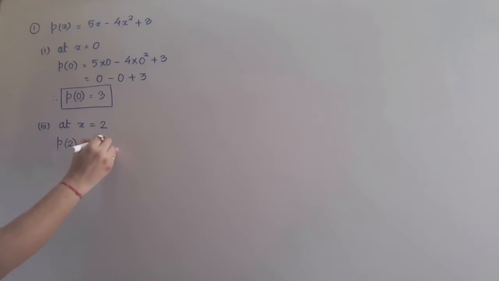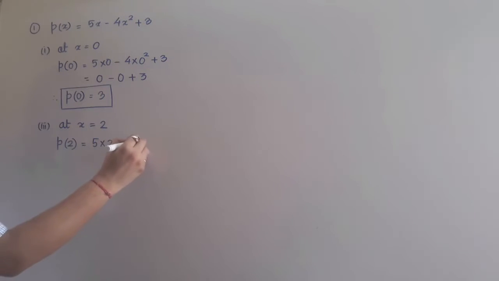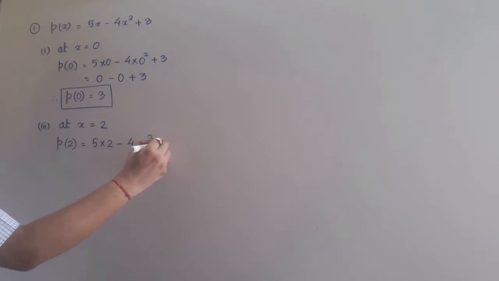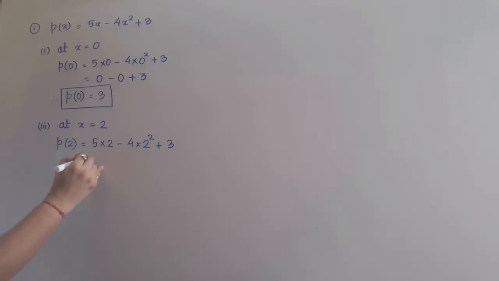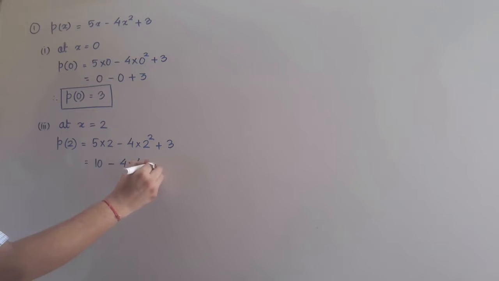So 5 into 2 minus 4 into square of 2 plus 3. So 5 into 2 will be equal to 10. Square of 2 will be equal to 4. So minus 4 into 4 plus 3. So 10 and 3 we can add, there is no doubt. Minus 4 into 4 will be equal to 16.